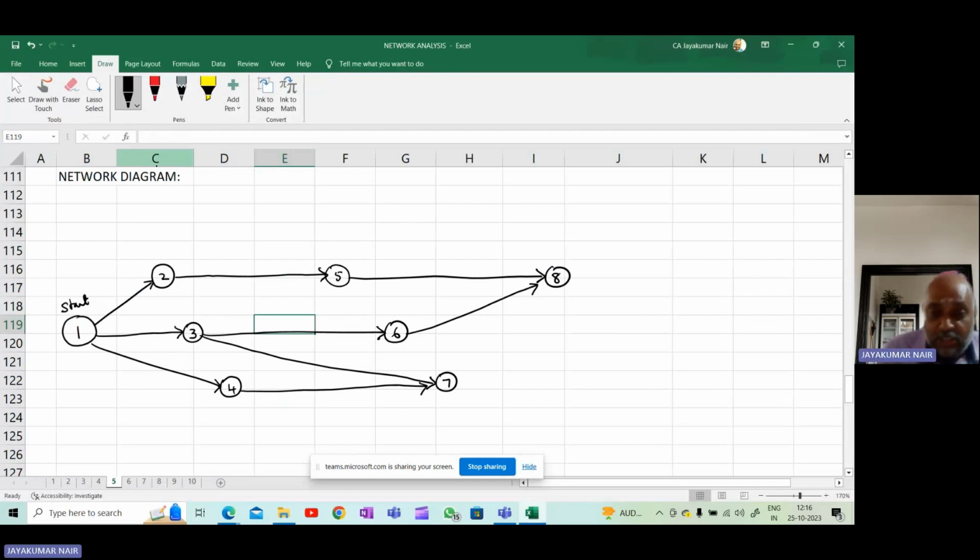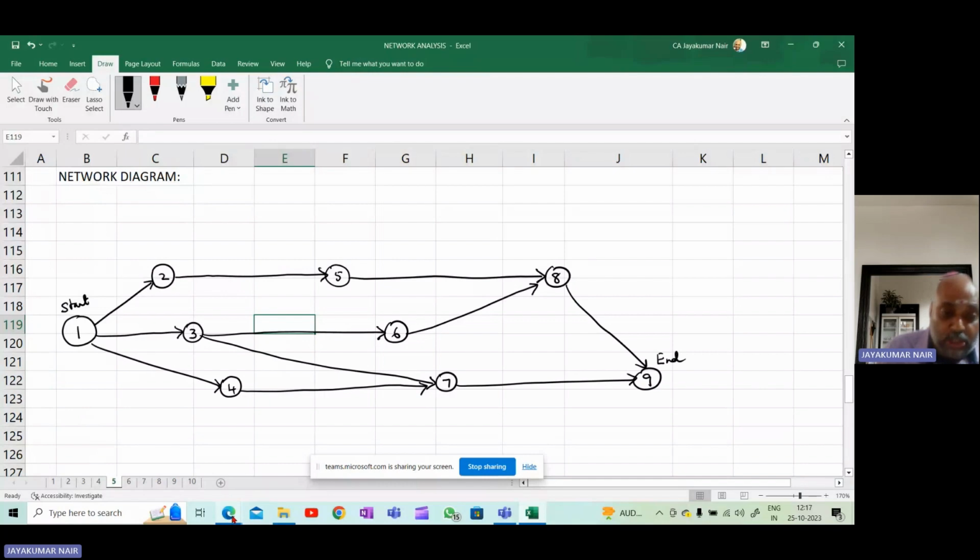7 to 9, and 9 is the last. So I'll write here, this is 9 and 8 to 9. And this is the end event. So this is how you draw the network diagram. They have given you 1 to 2, 1 to 3, 1 to 4, then 2 to 5, 3 to 6, 3 to 7, 4 to 7, 5 to 8, 6 to 8, and 8 to 9. So I've drawn the network diagram, right?